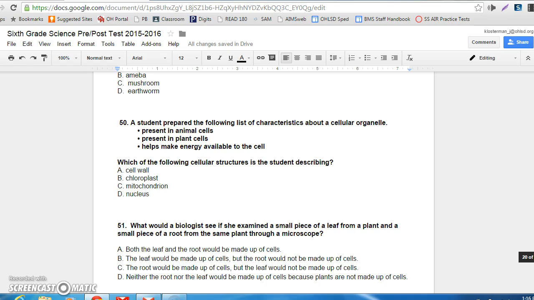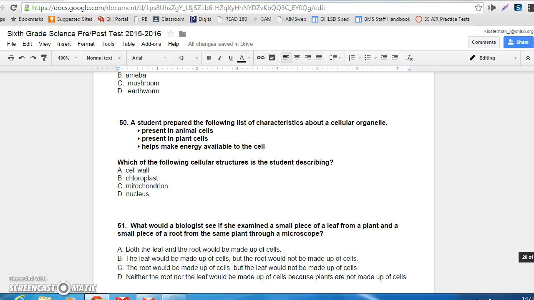Number 50. A student prepared the following list of characteristics about a cellular organelle. Present in animal cells, present in plant cells, and it helps make energy available to the cell. Which of the following cellular structures is this student describing? A. A cell wall, B. Chloroplast, C. Mitochondrion, or D. The nucleus?